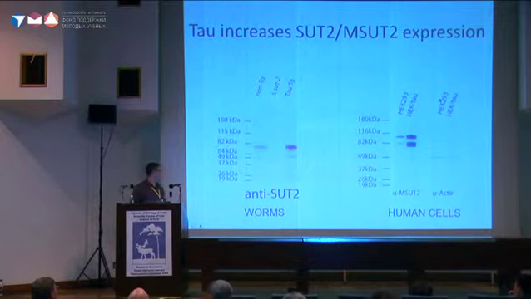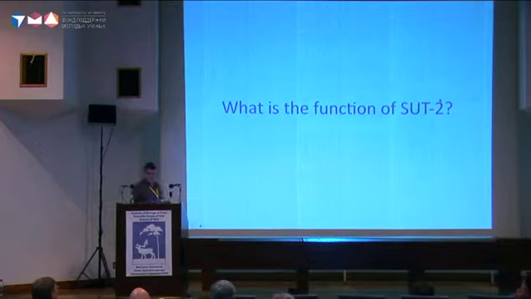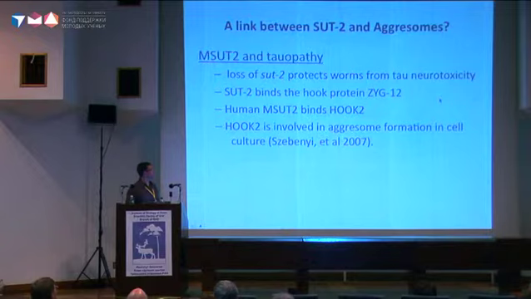When we look both in worms and human cells, we interestingly see that tau overexpressing worms or cells have an upregulation of SUT2. We don't know what that means for sure, but that is certainly something of interest that we're still investigating. So the big question, of course, is what is the normal function of SUT2 and how is this protecting against tau when we get rid of it? So the next thing we did is just went out looking for things that interact with SUT2, hoping that that might tell us something about SUT2 function.